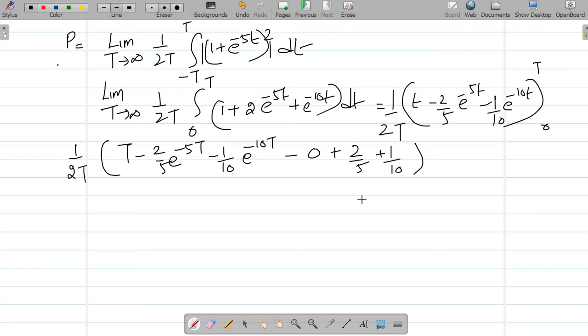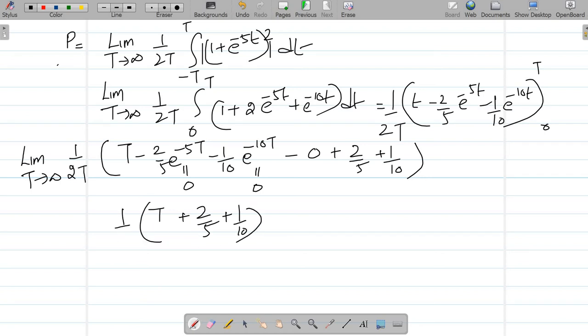1 by... Okay, now let us try to apply the limits. These two will become 0. With t tending to infinity, these two terms will definitely become 0, because this is actually 1 by infinity, so these two terms will vanish. So finally we will end up having 1 plus 2 by 5 plus 1 by 10, and I have 1 by 2t here, to which I have to apply the limit t tending to infinity.